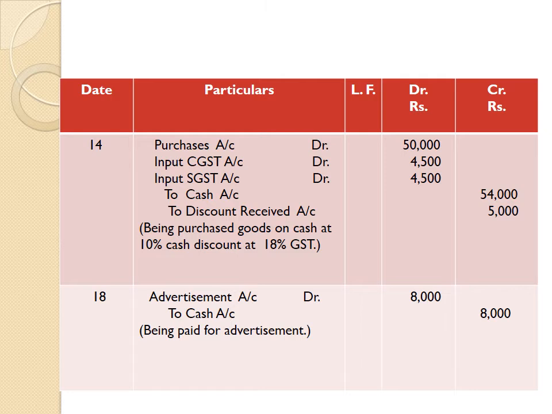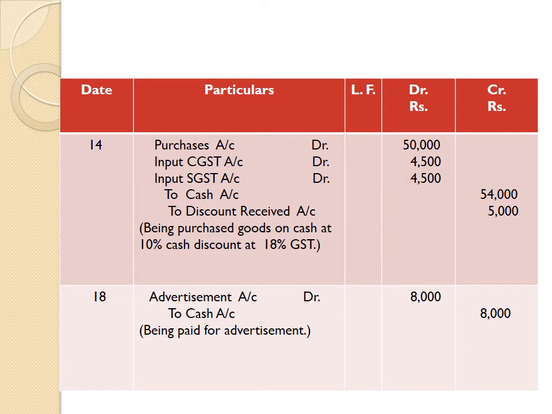Next, goods purchased of rupees 50,000 at 18% GST and we received a 10% cash discount. This is the transaction. While passing the journal entry regarding it, we may analyze these things as under.